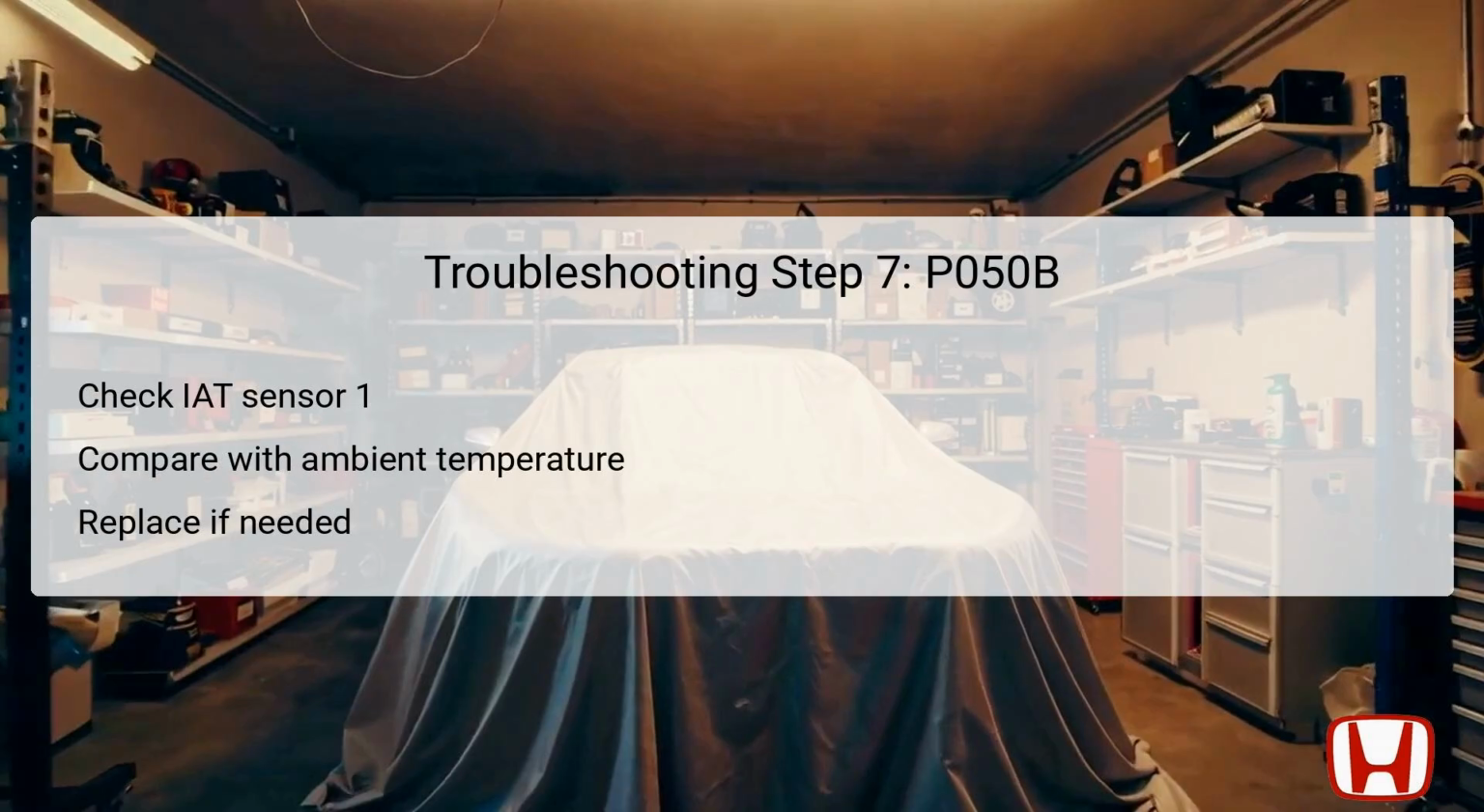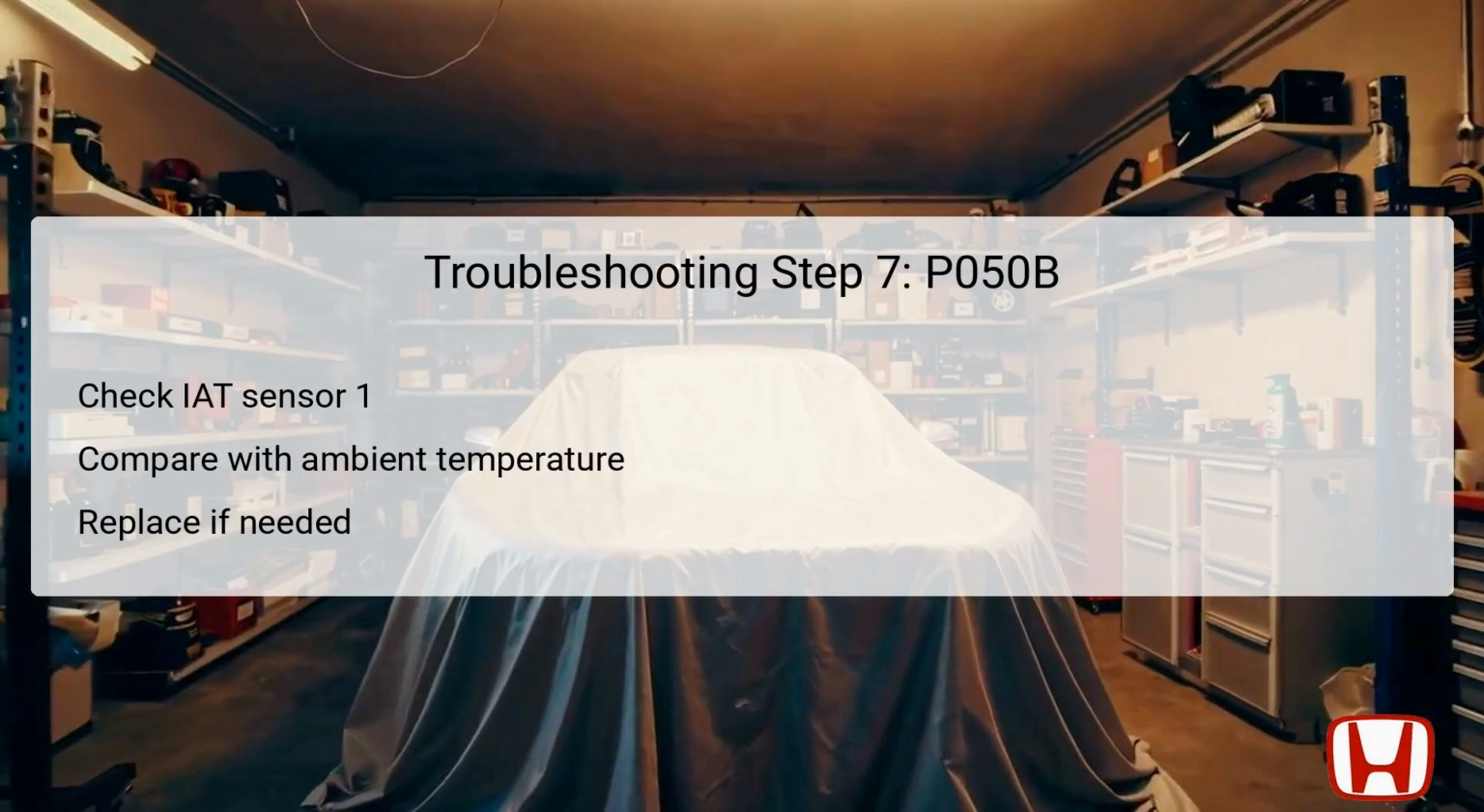The final step involves checking the performance of the intake air temperature IAT sensor 1. Begin by ensuring the vehicle is in the off or lock mode before allowing the engine to cool to ambient temperature. Record the ambient temperature for comparison later.